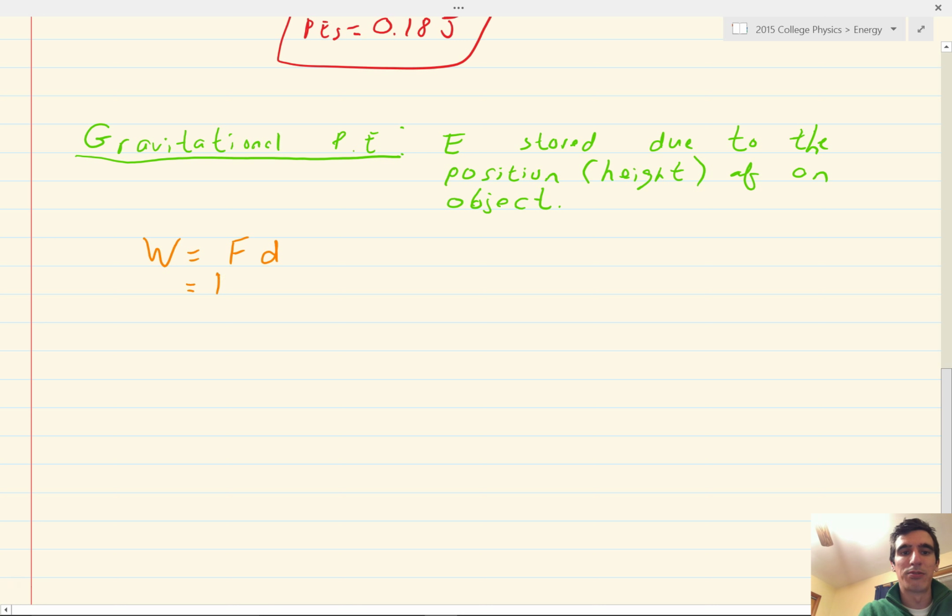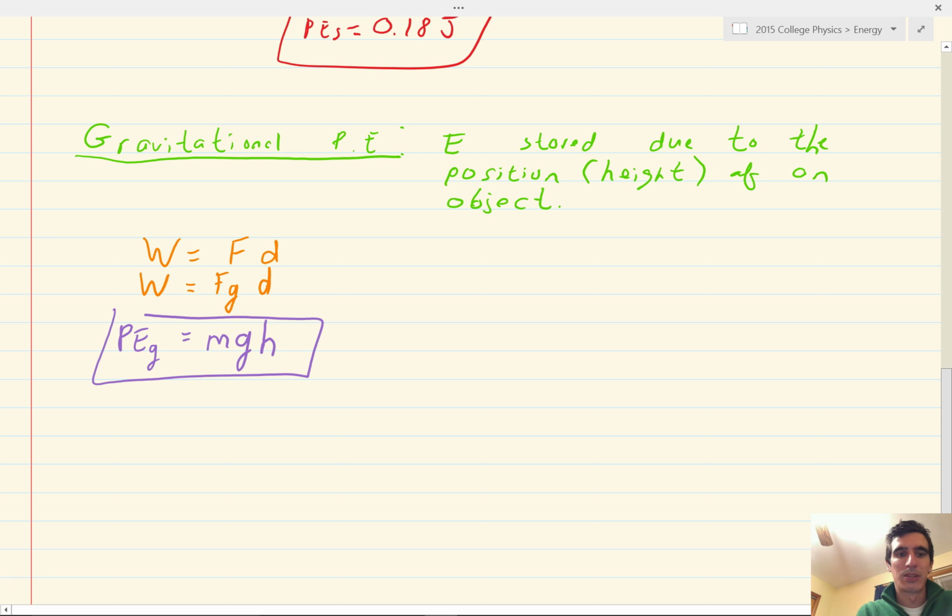Remember, that's Fg, and we're lifting at a certain height, d. If we expand Fg, Fg is mg, so we're left with mg. And instead of using distance, we're going to use height, so we know how high it is above the ground. And that is equal to our potential energy, our gravitational potential energy. So in order to get the potential energy, again, you have to apply work to get it there.